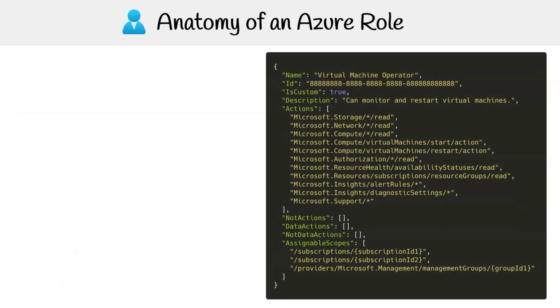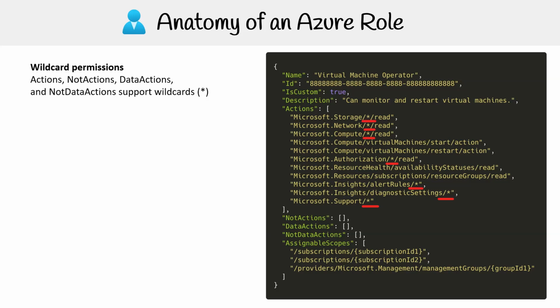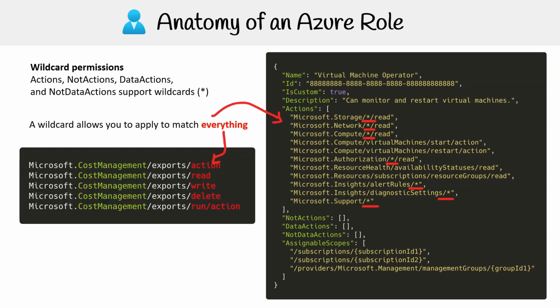So in this example, we see that there is an asterisk symbol that's used in the specific actions in the Actions property, like storage, network, compute, etc. This is called the wildcard permission symbol, represented as an asterisk. This is used in the Actions, NotActions, DataActions, and NotDataActions properties to represent all or any operations. And wildcard allows you to match everything.